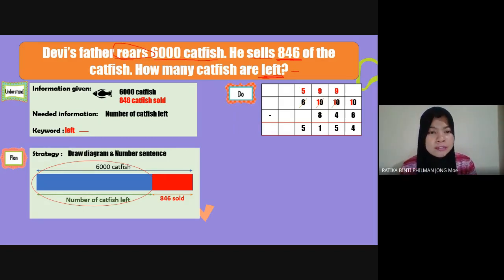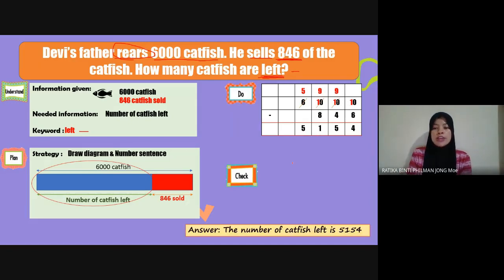Mesti awak masih ingat, awak ulang kaji balik. Okay, so then you check. How to check? Okay, you know that when you use subtraction, your answer is getting smaller. So you check from 6,000. Answer getting smaller? Yes. It is smaller than 6,000. Then you count again carefully, one by one. And again. Kalau tak pasti lagi, you count again, recheck again. If your answer is still the same, then that is it. So the number of catfish left is 5,154.